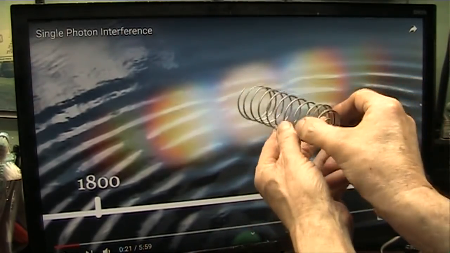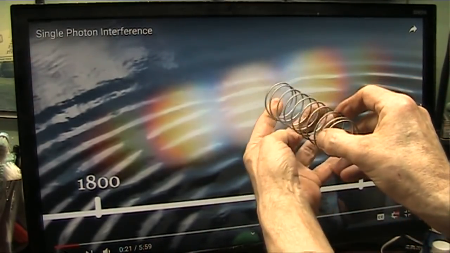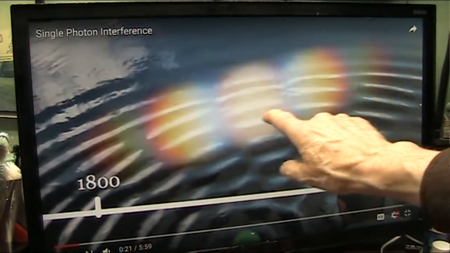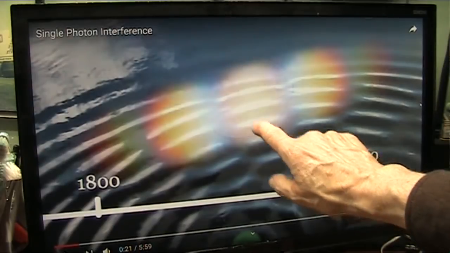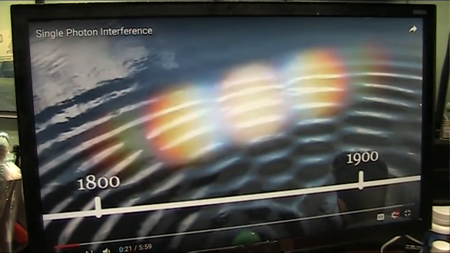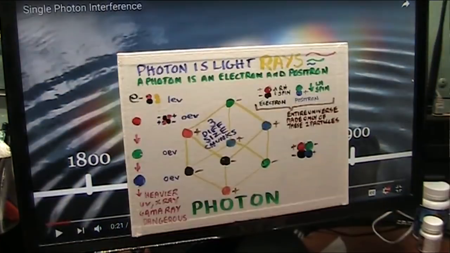So some of it goes this way to that side, some of it comes under and goes this way to that side. Now why in the full spectrum is there blue only here, and then you go into your greens, and then you go into your reds out further? Why is that? Well, I can explain it.